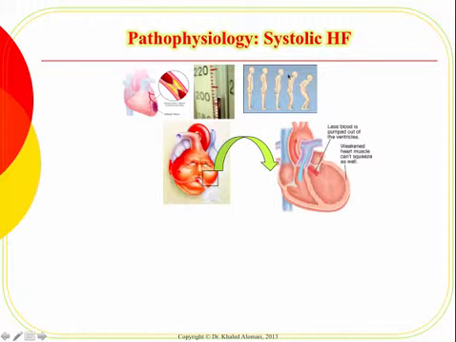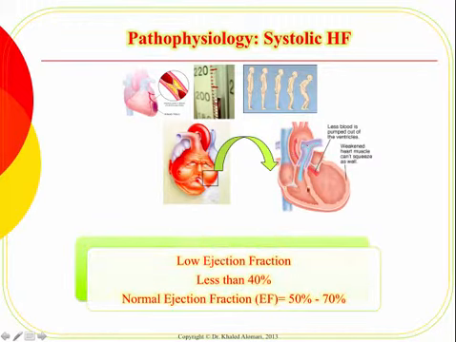And what happens in systolic is that the walls of the ventricles become very thin and weak, so they won't be able to squeeze enough and push enough blood. As a result, there will be low cardiac output and low ejection fraction, and that's the highlight of systolic heart failure: low ejection fraction. As you know, ejection fraction is normally between 50% and 70%. Ejection fraction is the percentage of the blood that the ventricle will eject out of the total amount that it receives.